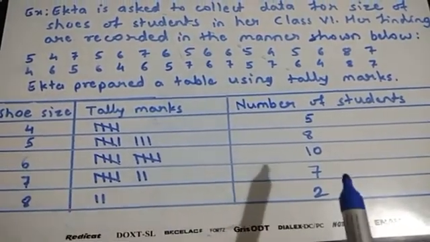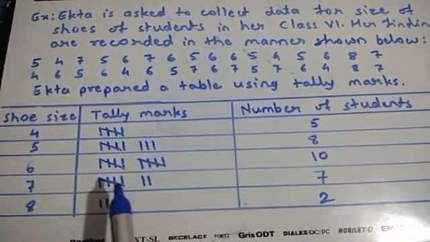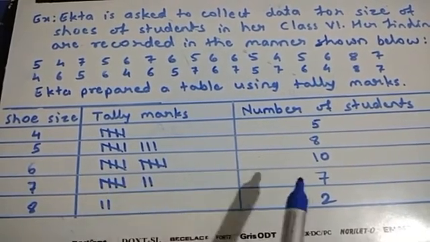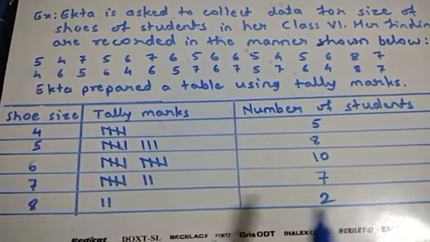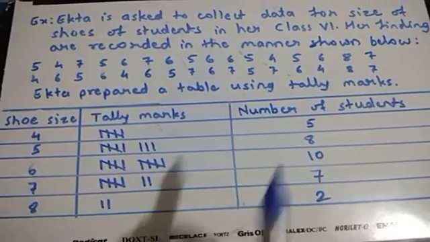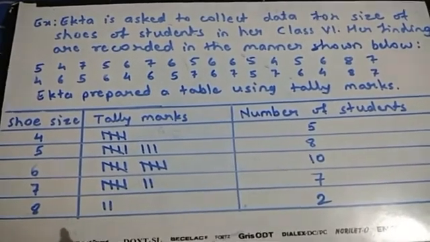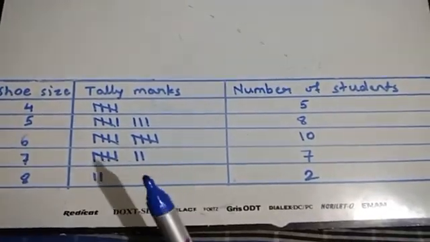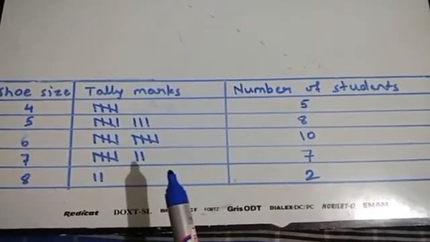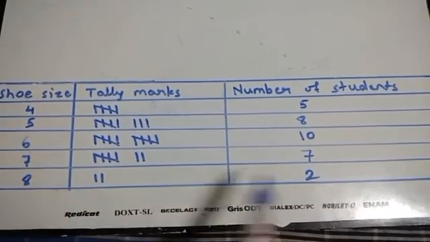In the same way, 7 students wear shoes of size 7. So how to represent 7 here? See 4 vertical lines, 1 slanting line. So here a total of 5 and 2 more. Therefore 5 plus 2 is 7. And 2 students wear shoes of size 8, and that we can represent by 2 small vertical lines. In this way, Ekta prepared a table and she represents this whole information which can be read easily. Now by looking at this table, the questions asked earlier can be answered easily. You can see here the size of shoes worn by the maximum number of students is 6 and the size of shoes worn by the minimum number of students is 8.